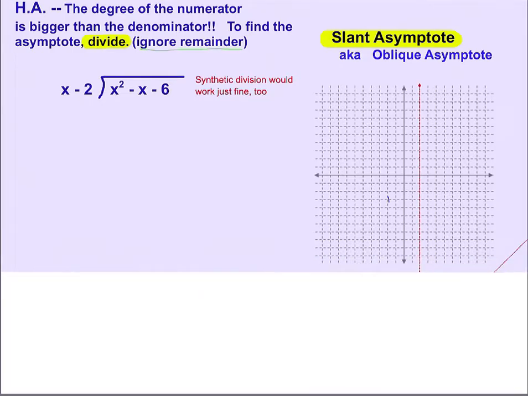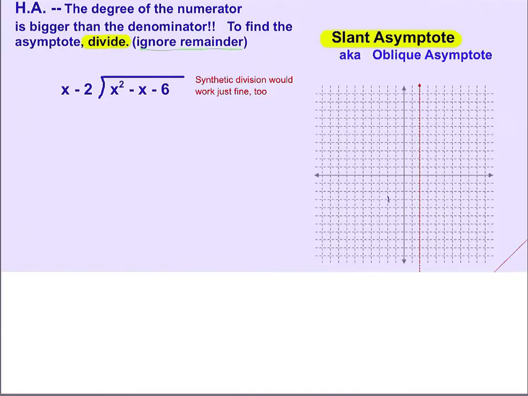I have the graph already here. And so in this particular example, synthetic division would work just fine too. So either synthetic division or long division, whichever you prefer. Just remember, had this been a higher degree denominator, we wouldn't be able to use synthetic division anymore. Because I have the long division set up, I guess that's what I'll do.